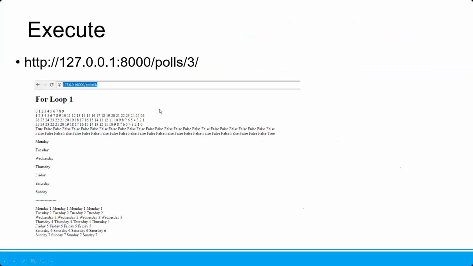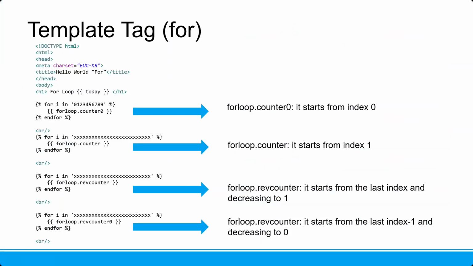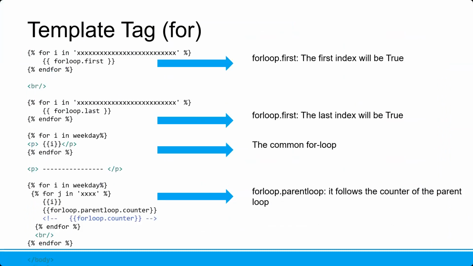Okay, so that's the for loop in the template tag. Okay, so this is the explanation. I think I already showed you with the examples.